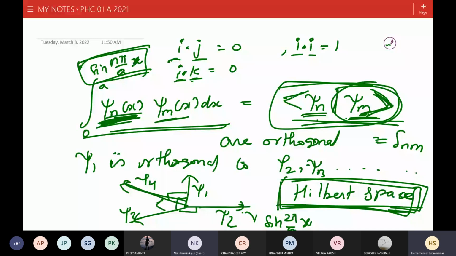You mean an infinite dimensional vector space where each unit vector is some function. It can be a sine function, it can be a Bessel function, it can be a Legendre function. There are many functions like this. They are called orthogonal polynomials. There are many orthogonal functions like this.